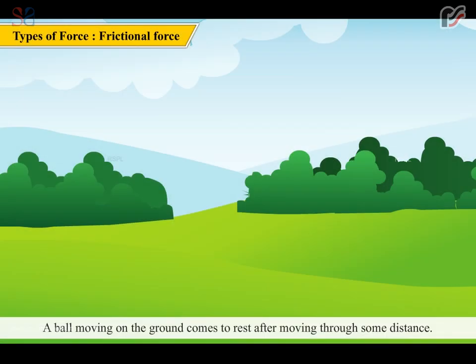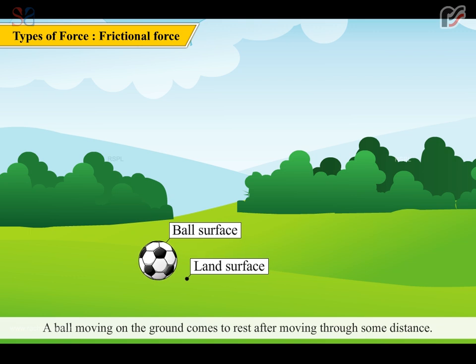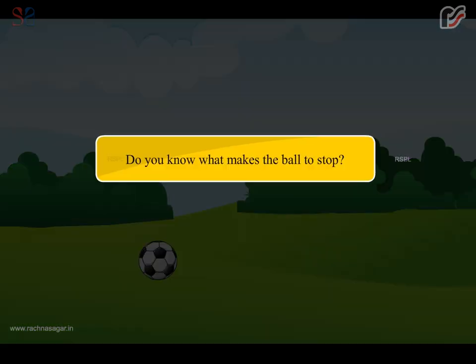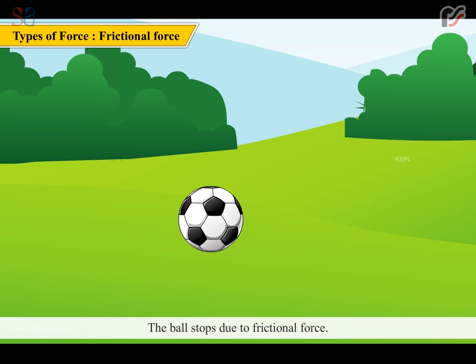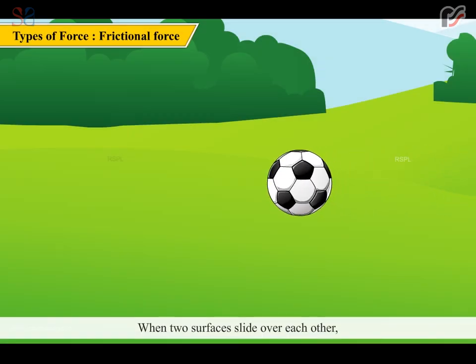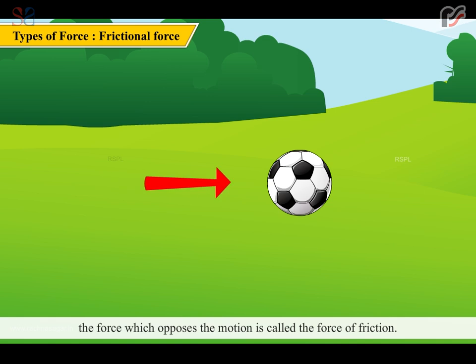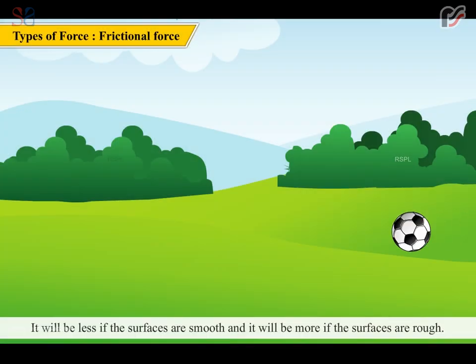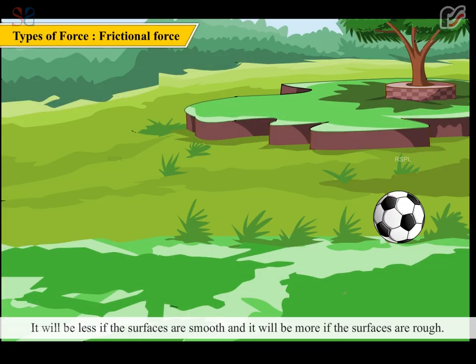A ball moving on the ground comes to rest after moving through some distance. Do you know what makes the ball to stop? The ball stops due to frictional force. When two surfaces slide over each other, the force which opposes the motion is called the force of friction. It will be less if the surfaces are smooth, and it will be more if the surfaces are rough.